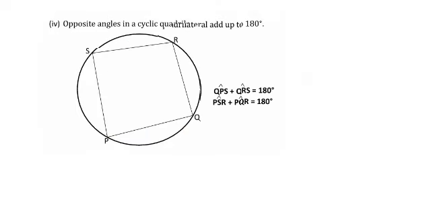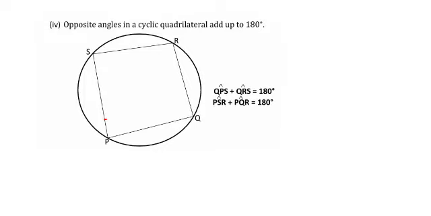And also you have to understand that in a quadrilateral, opposite angles add up to 180. So as you can see, angle P and angle R, when you add them, they must give you 180. So opposite angles in a quadrilateral add up to 180. Also angle S and angle what? Angle Q, they add up to 180. When you add all angles in a quadrilateral, they must give you 360.